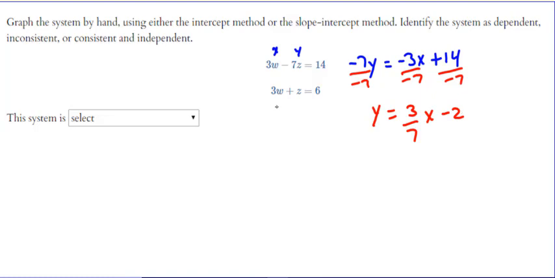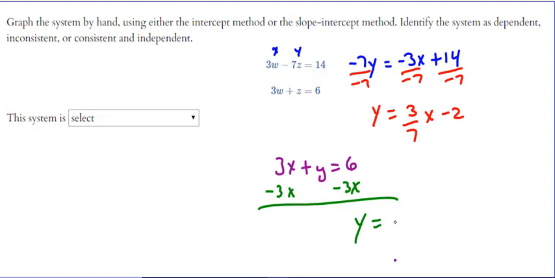Now let's do the bottom one. That would be 3x plus y equals 6. And if we move this x to the other side, we have y equals -3x plus 6. I changed them to x and y just because it's a lot easier for me to deal with, and it's probably going to be a lot easier for you to deal with. Okay, so let's graph these.